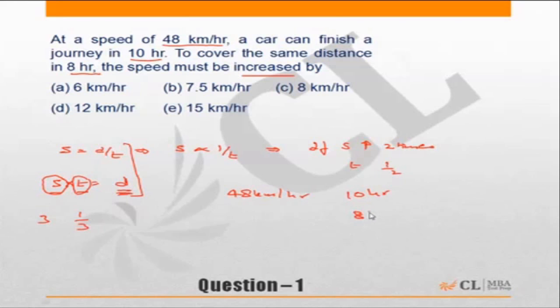If the time has to be 8 hours, this means that the time has become 8 by 10 times. If the time has become 8 by 10 times, the speed should become 10 by 8 times. So the speed should become 10 by 8 into 48, which is equal to 60 kilometers per hour.